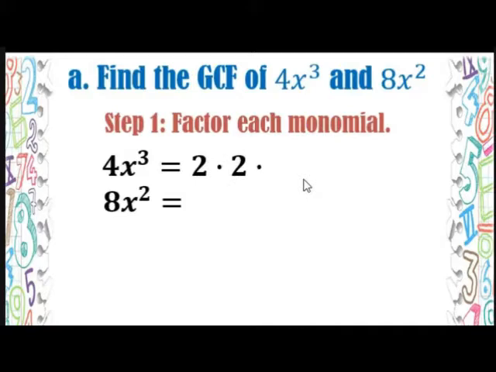For x cubed, it means we're going to multiply x 3 times by itself, or that is the same as multiplying 3 x's. And then for 8, using prime factorization, we have 4 times 2, and 4 is a composite number, so it has factors 2 times 2. So we have 2 times 2 times 2. And then x squared is the same as x times x.